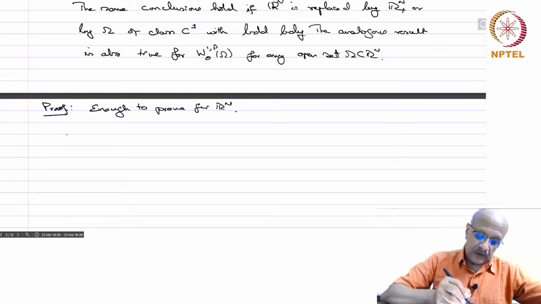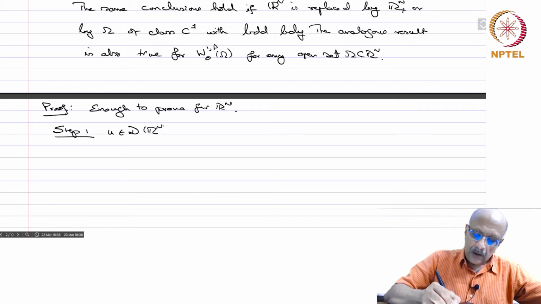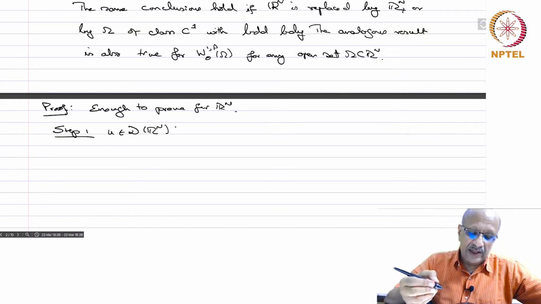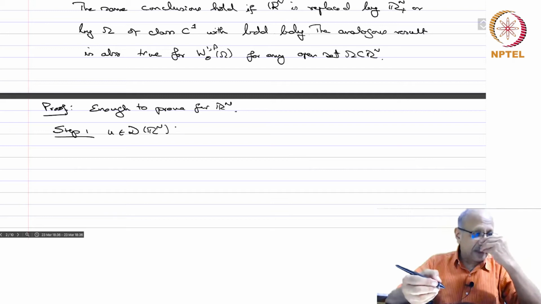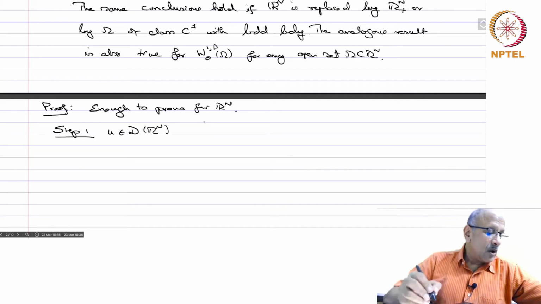Okay, so step 1, again we start with D(omega). So let u belong to D(R^n). So the fundamental theorem of calculus is always very important in all these cases. Even in the case p less than n, and for p equals n, we derived an inequality starting for u in D(R^n) and then applying the fundamental theorem of calculus in some way. So we are going to apply it in a slightly different way now.